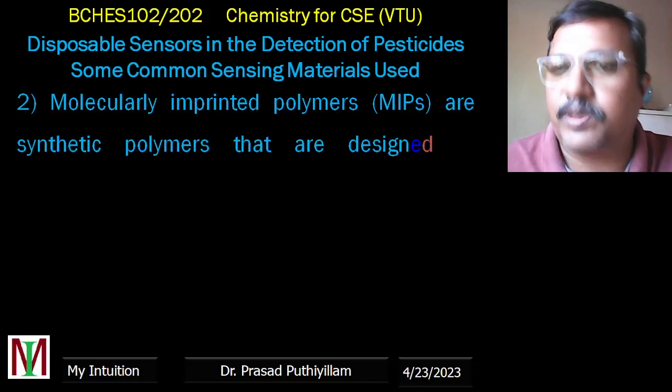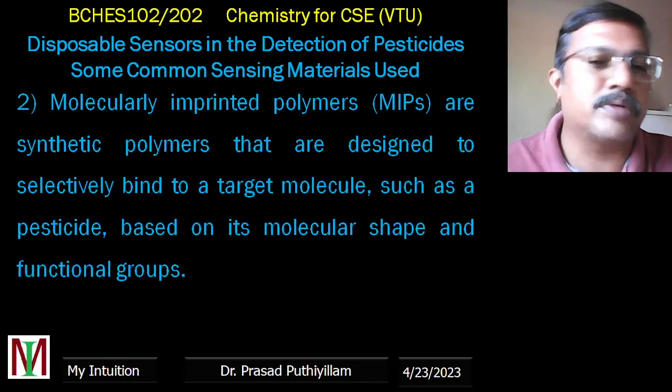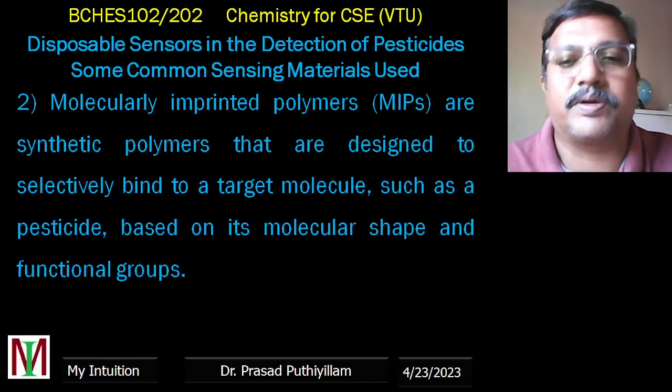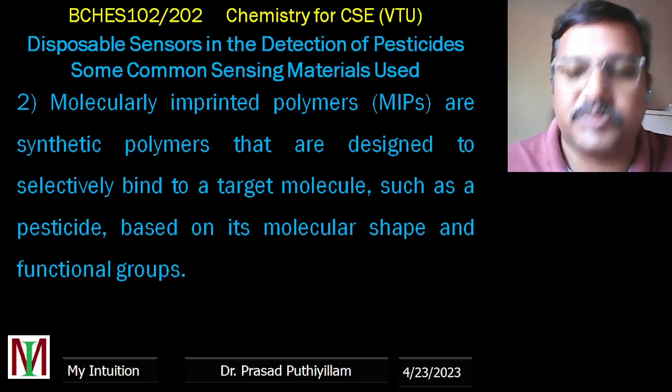Molecularly imprinted polymers, that is MIPs. They are synthetic polymers which are designed to selectively bind to a target molecule. Target molecule means the pesticide that we want to detect, based on its molecular shape and functional group.